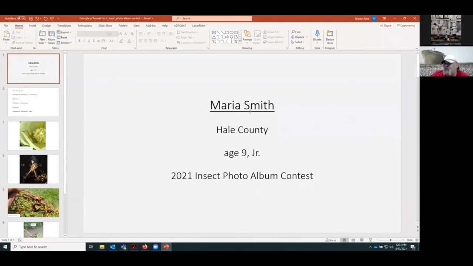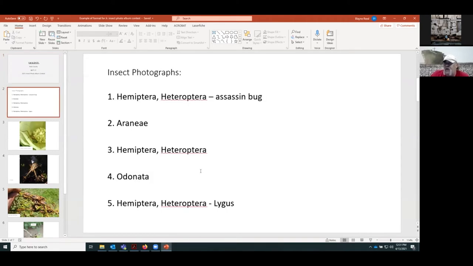So yes, we've got our title slide, page 1, name, county, age, category, year. We've got our insects identified to the order. It says first insect is Hemiptera. There is a suborder involved in this one. And while it's not listed that you have to do the suborder, that can certainly be a good tiebreaker. And it's on our official state list as an assassin bug.